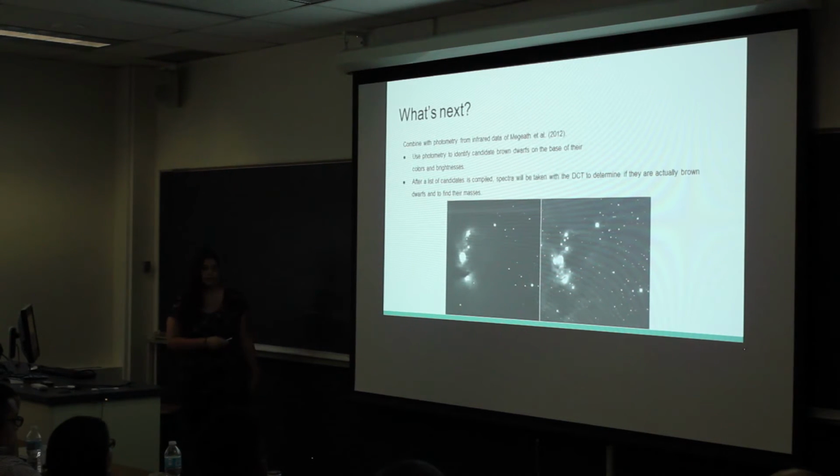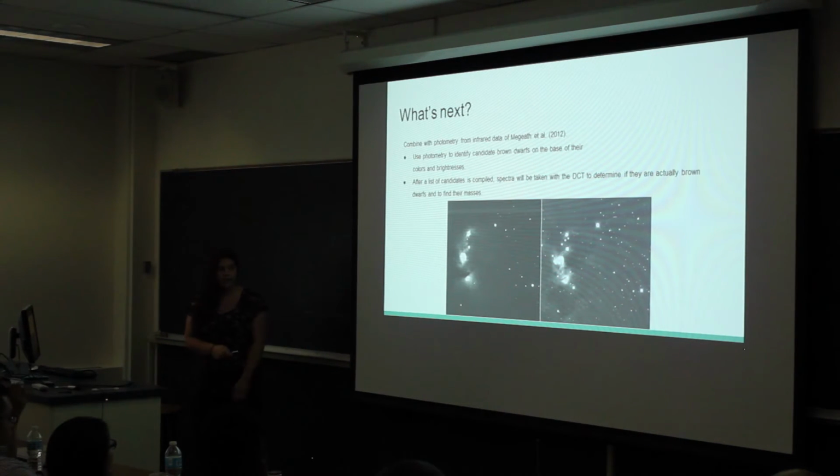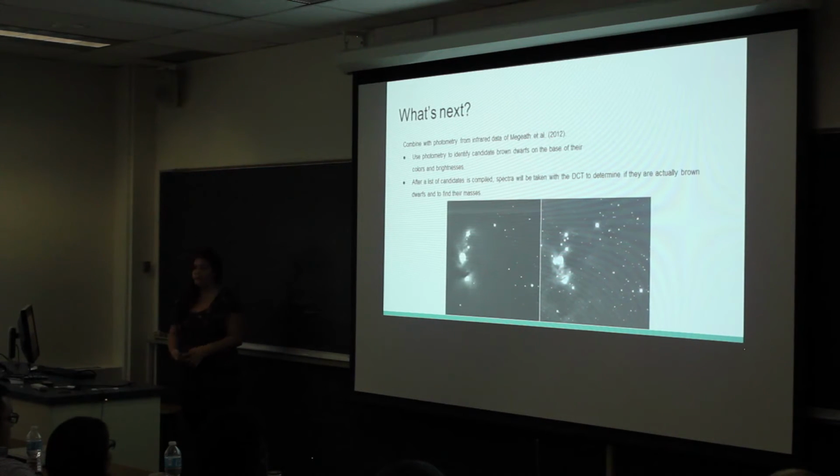And this is in the I band and the K band, the same image. So you can see a lot more stars in the K band, which are a lot fainter and they'll show up more in the heat than everything else.